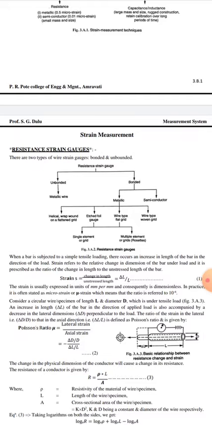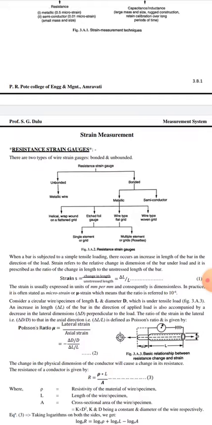Poisson ratio, which is represented by mu, means lateral strain upon longitudinal strain. Lateral strain is change in diameter upon original diameter, and axial strain or longitudinal strain is change in length upon original length, which is represented by equation 2.